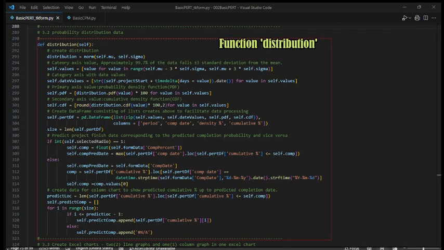The function named distribution is devised to calculate density distribution and cumulative distribution of normal distribution within ±3 standard deviations from P50 project completion date. In addition, predicted completion percentage and predicted completion date are calculated. The prediction is based on input of desired completion percentage or desired completion date.